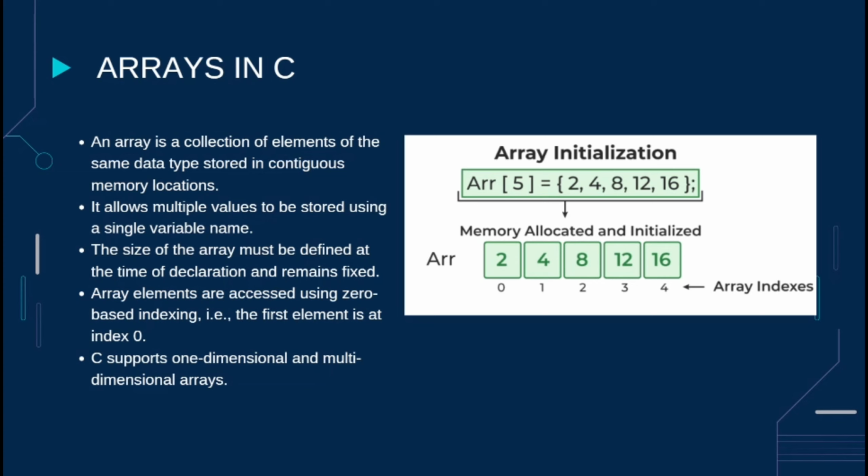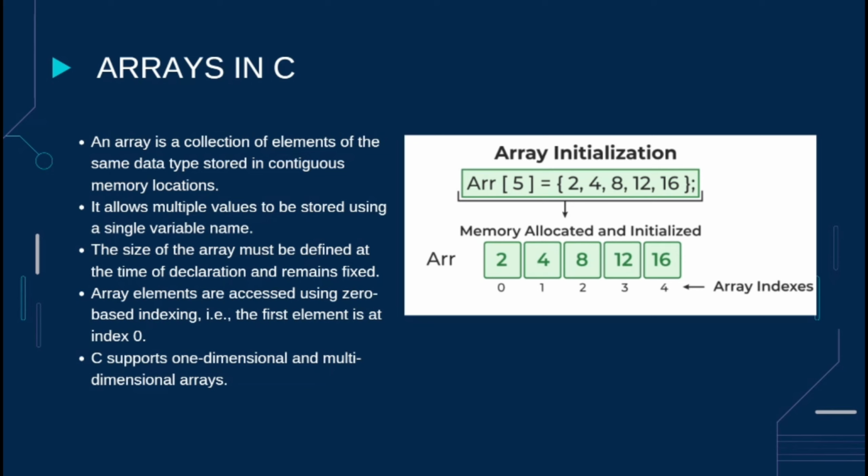Moving on to arrays in C. An array is a collection of elements of the same data type which are stored in contiguous memory locations, which means they are continuously stored one after the other. And it allows multiple values to be stored under a single variable name. For example, as you can see here, we have an array ARR with its size 5, which stores different values like 2, 4, 8, 12, and 16.